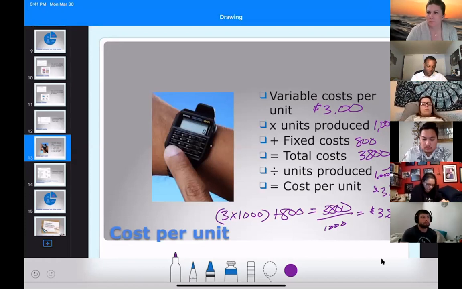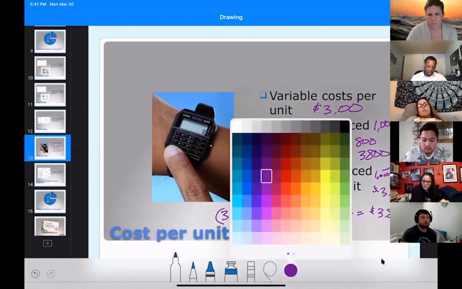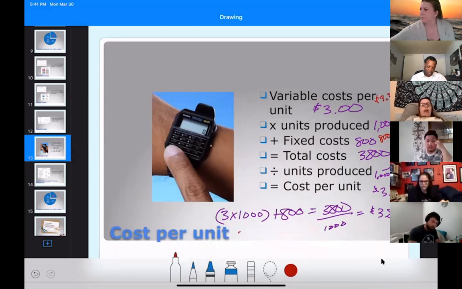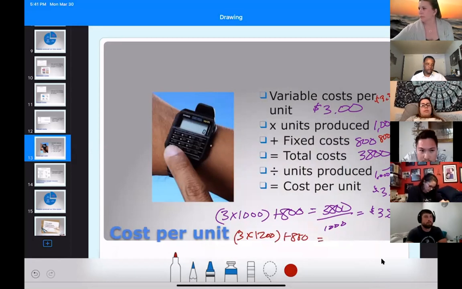But I want you to see what this looks like if instead of producing 1,000 units, let's say we produced 1,200 units. So our fixed cost would still be 800. Our variable cost per unit is still $3. But when we multiply 3 times 1,200, plus 800, that is 4,400.